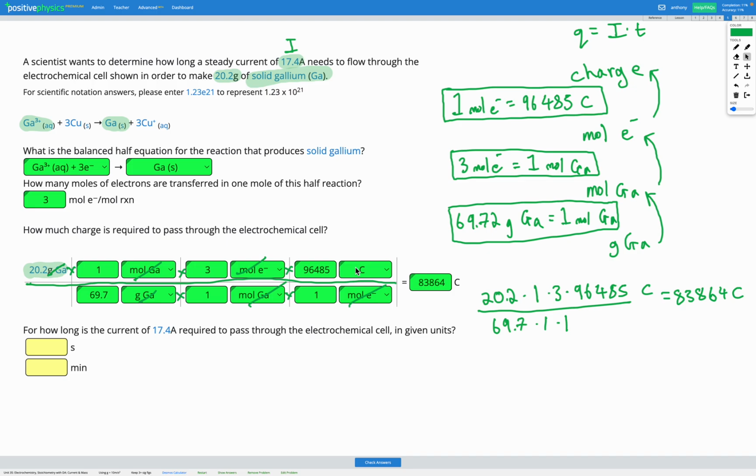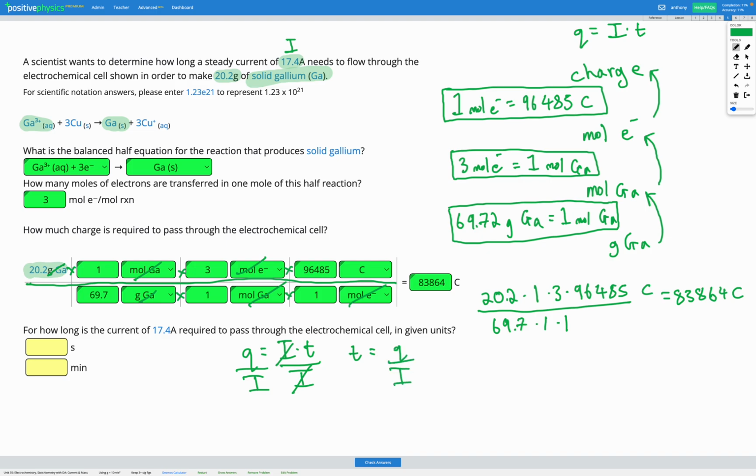So we've figured out how much charge is required to pass through the cell to produce 20.2 grams of solid gallium. Now we need to figure out how long we would need to pass a steady current of 17.4 amps to produce this charge. So this is where the Q equals IT equation comes in. Q equals IT. We're trying to find T, the time. Right now, time is multiplied by I, the current. So I'm going to divide by I on both sides of my equation so that that will cancel out, leaving me with T is equal to Q divided by I.